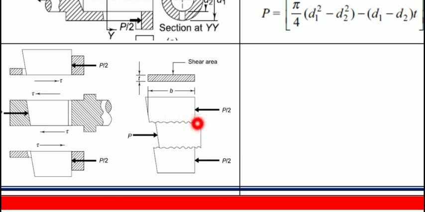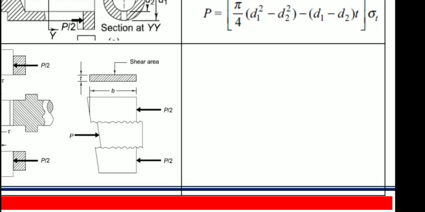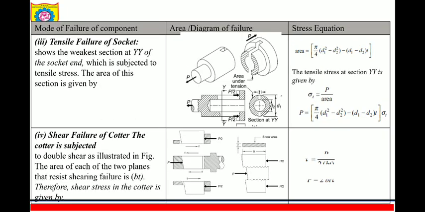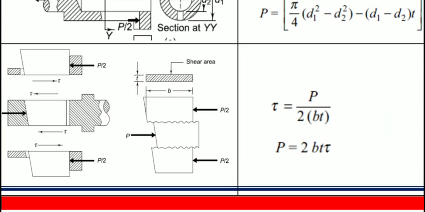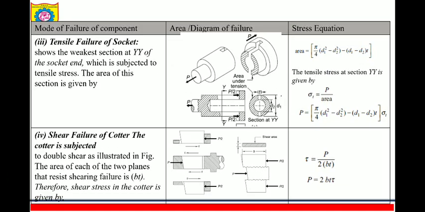Okay, so here the equation will become tau is equal to P upon 2bt. Why is it 2bt here? Because it is area. I am considering this one, so force upon area. First area and second area, two shear areas are there. So b into t into 2 is the shear area.